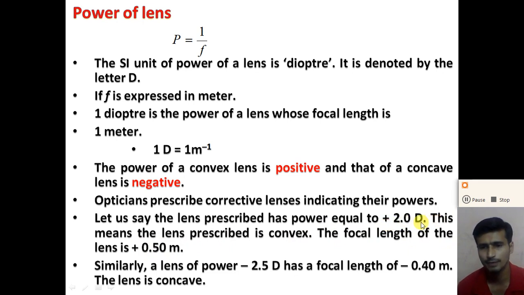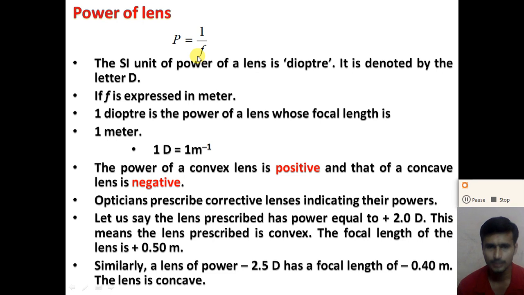So the power of the lens is plus 2 diopter. Positive power means the optician prescribes us a convex lens. And how can we calculate the focal length of the convex lens? The focal length f is equal to 1 by P, from the formula P is equal to 1 by f. So if you calculate 1 by 2, we get 0.5 meter. So we require a convex lens of focal length 0.5 meter, right?